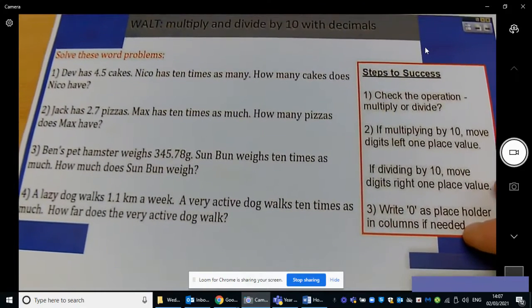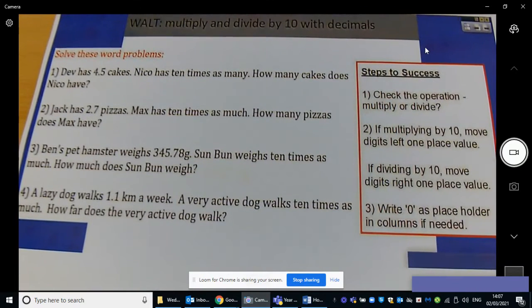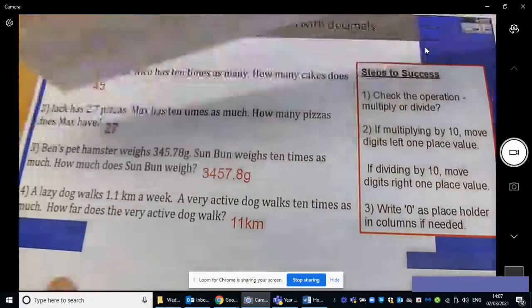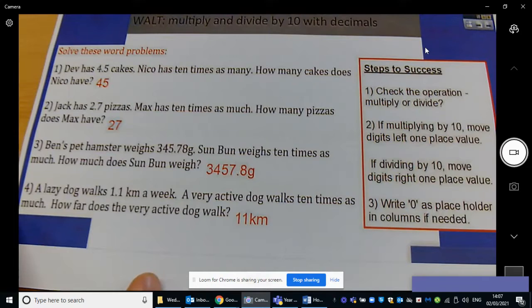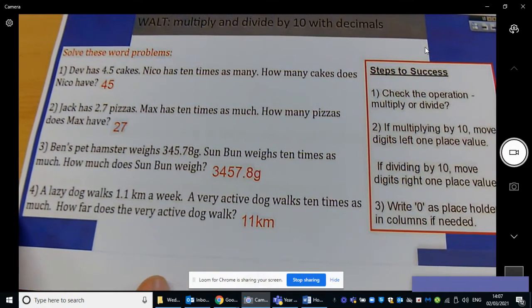So what you've got now, set out exactly the same steps to success, and you have 4 word questions for you to do, where you're going to be multiplying or dividing by 10. So pause your video now, see how you get on with this. Off you go. All right, so grab your different color pen and or pencil. Let's see how you got on. There we go. Pause the video if you want to just go through and mark those.